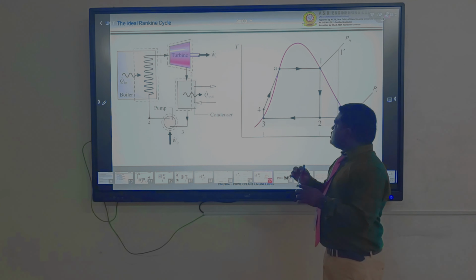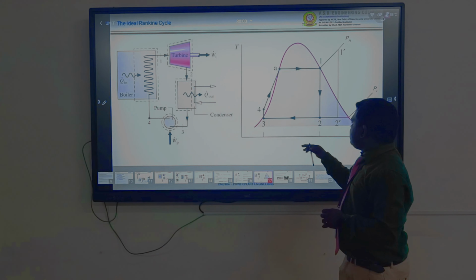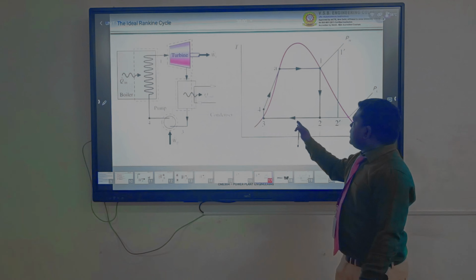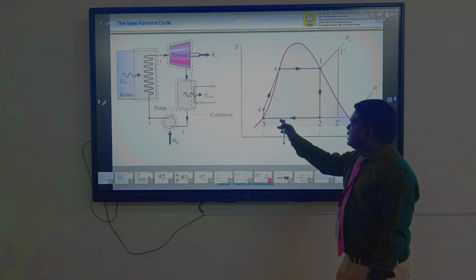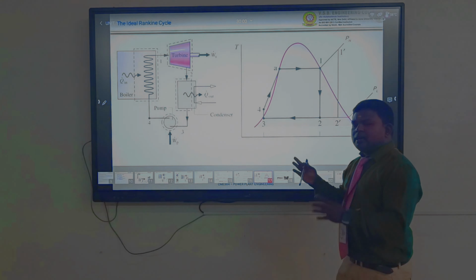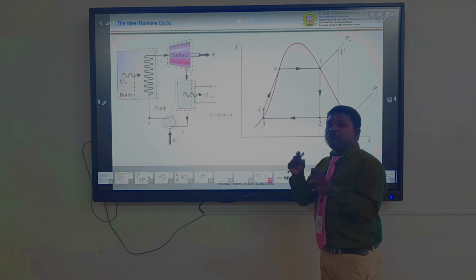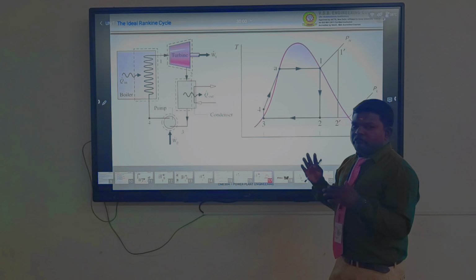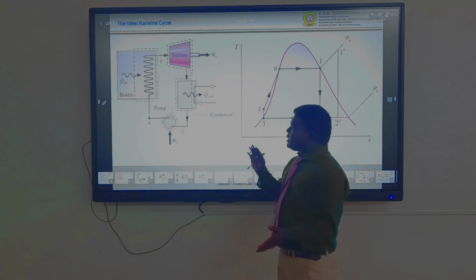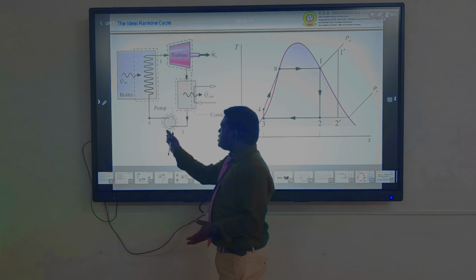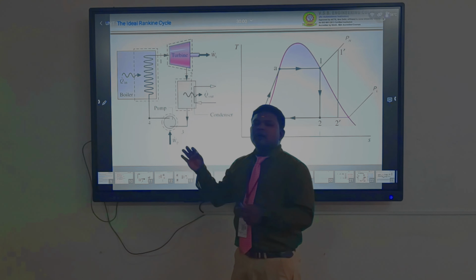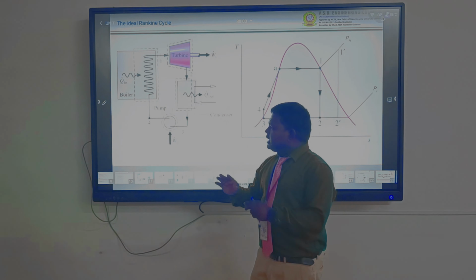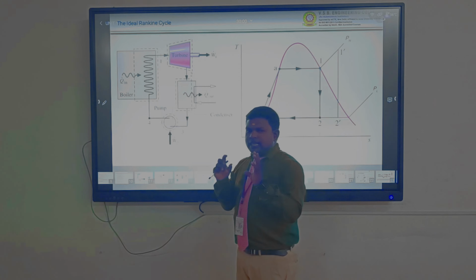So it will be a phase change process. On the T-S diagram, we indicate this as 2 to 3. The pressure remains constant, but the phase changes from vapor into liquid. After the condenser, we supply the liquid to the feed pump, which is only to increase the pressure. There is no addition of heat.